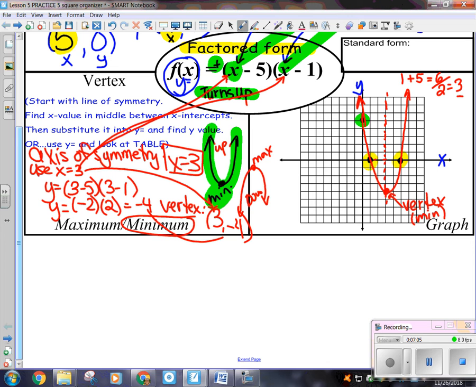Do you see how we're pulling a lot of stuff together? There's a lot to this: x-intercepts, y-intercepts, axis of symmetry, vertex, max or min. We got one blank that hasn't been filled in yet.